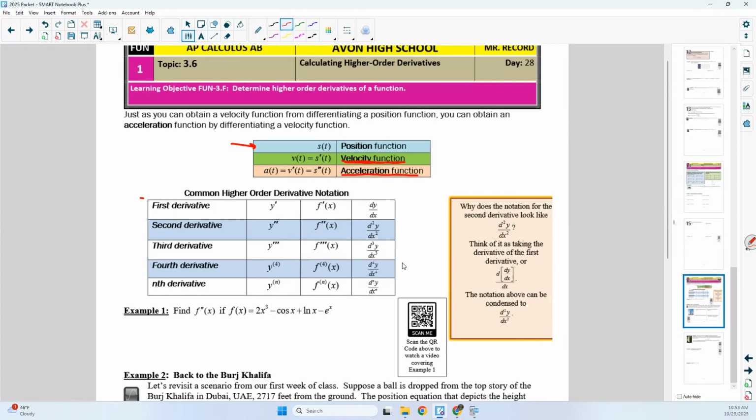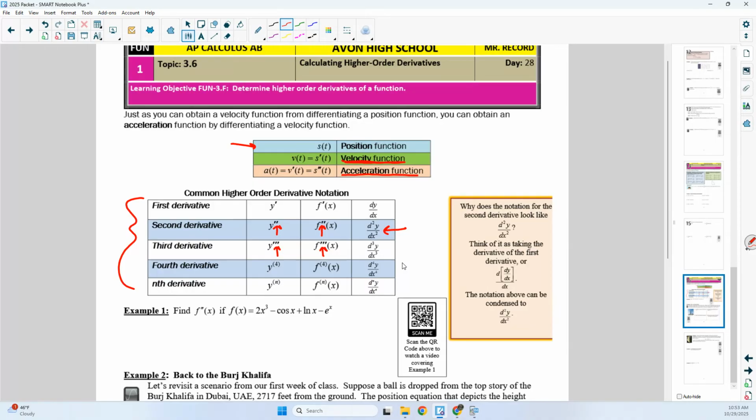Here we have notation. Basically, we just keep adding primes on for the second derivative and the third derivative. If I'm beyond the third derivative, I use little numbers in parentheses to represent which derivative I'm on. Notation is a little weird with dy dx. When I talk about the second derivative, I put the 2 in between the d and the y, but I put it after the x on the bottom. Over here, there's a little notation just explaining why that is.